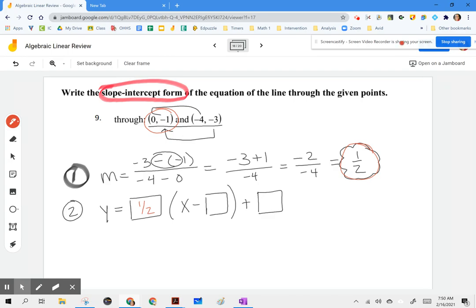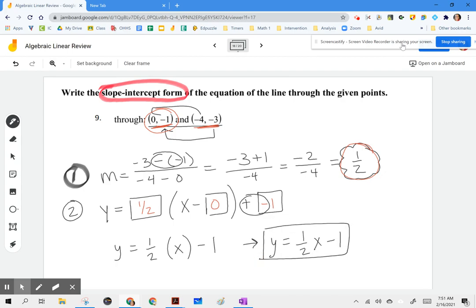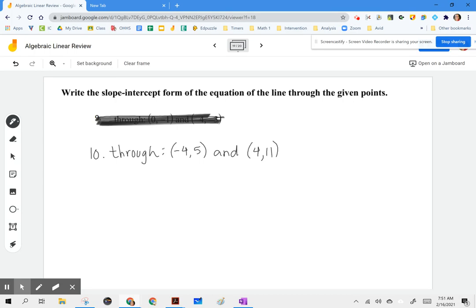The slope goes here. The x coordinate, it doesn't matter which point you pick. I'm just going to pick the first one. So x minus 0, and then the y coordinate goes at the end. And then now I am just simply reducing that and simplifying it. So 1/2 x minus 0 is just x, and a positive and a negative back to back make it a negative. And so I'm just going to now rewrite that without the parentheses. So y equals 1/2 x minus 1. So now try 10.